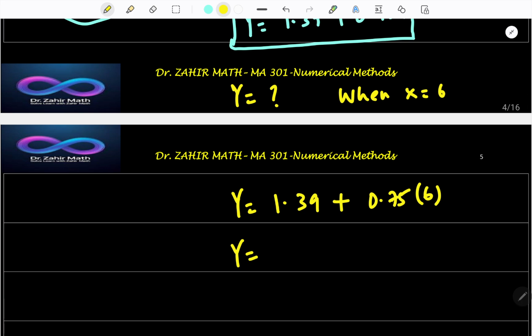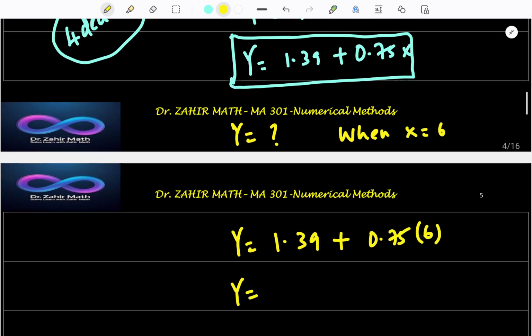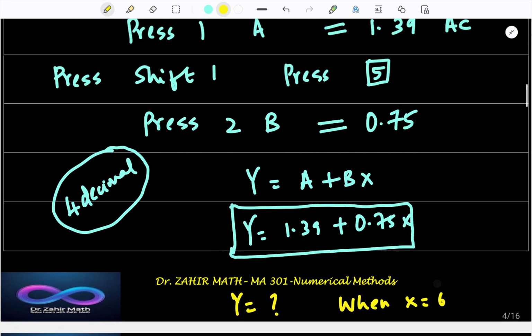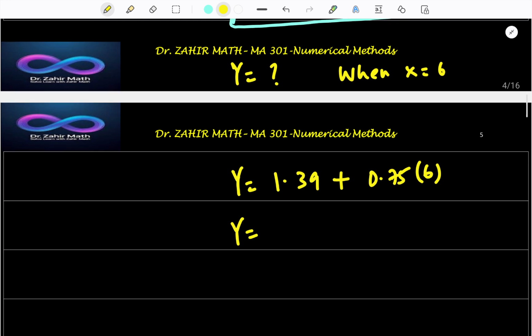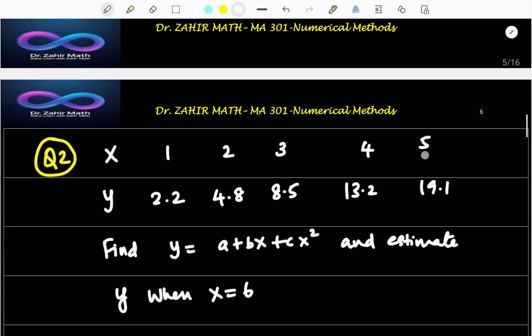Okay, so let me put in the calculator: 1.39 plus 0.75 and then bracket 6, close it, then you will get the answer. 5.89, I'm getting. Okay, 5.89, right? Right, let's go to the next question.